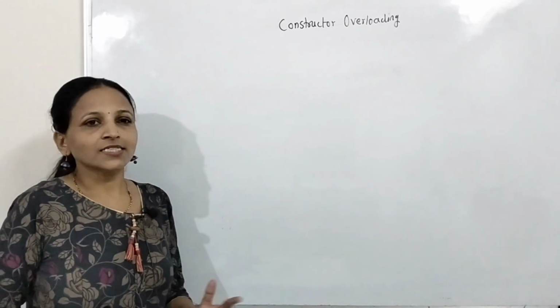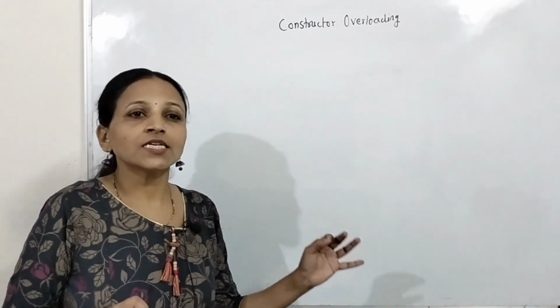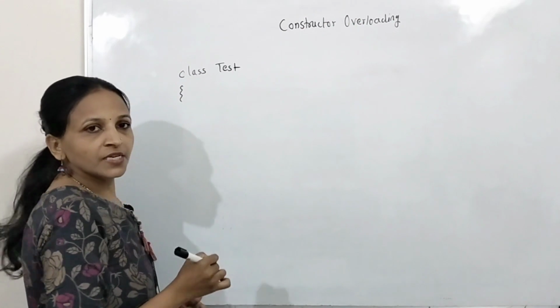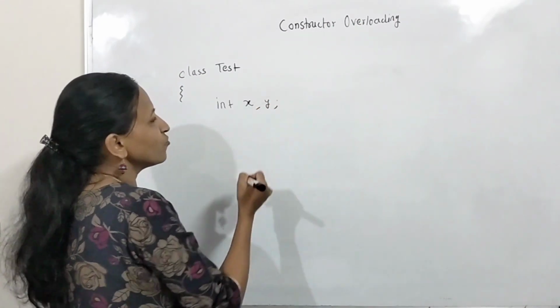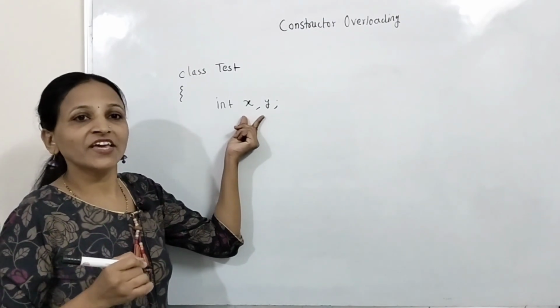A single class can have multiple constructors in it. That is the concept of constructor overloading. Let us see one example. Here, in class Test, I am creating integers x and y. These are the data members of this class, or we can say member variables.